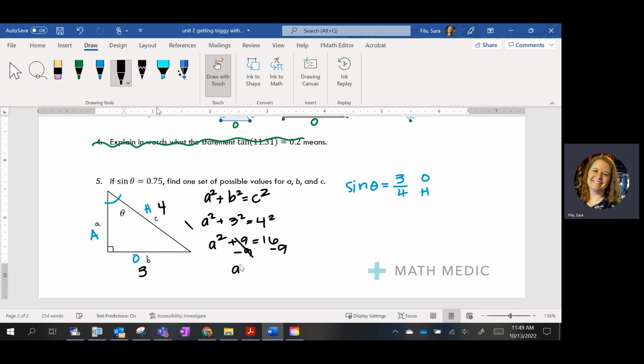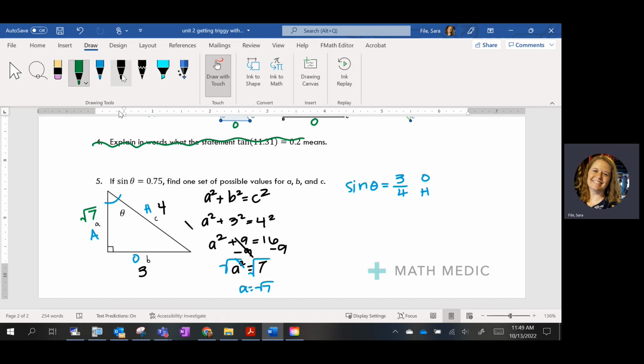Got a squared equals 7. And then to get rid of the square, you have to take the square root. So you end up with a is the square root of 7. So that is this missing side over here. That is one possible set of values for A, B, and C: A being square root of 7, B being 3, and C being 4.